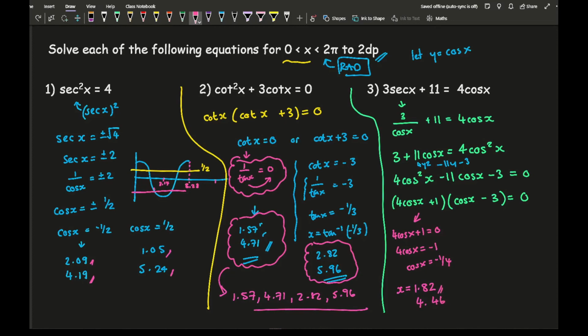4.46. Then looking at the second bracket, I've got cos x minus 3 equals 0, so cos x equals 3. Now for this, there are no solutions. There's a math error from this. This is a really important thing that you do, make sure you write no solutions for this particular angle. So these two answers of 1.82 and 4.46 are the only valid answers within the given range in this question.